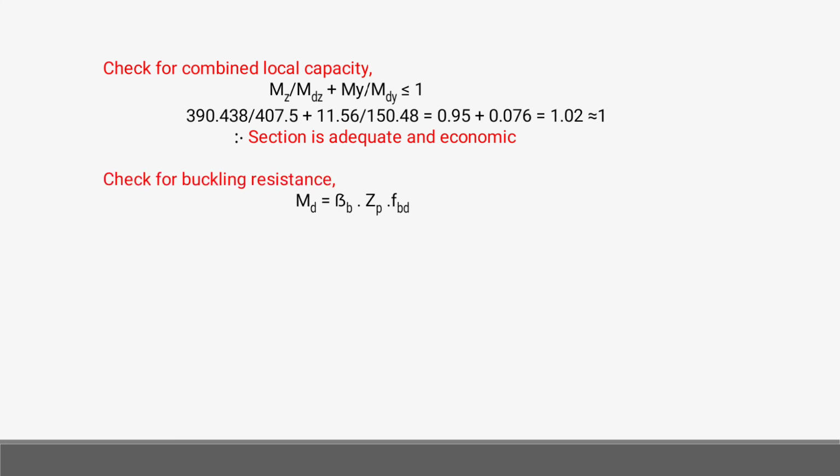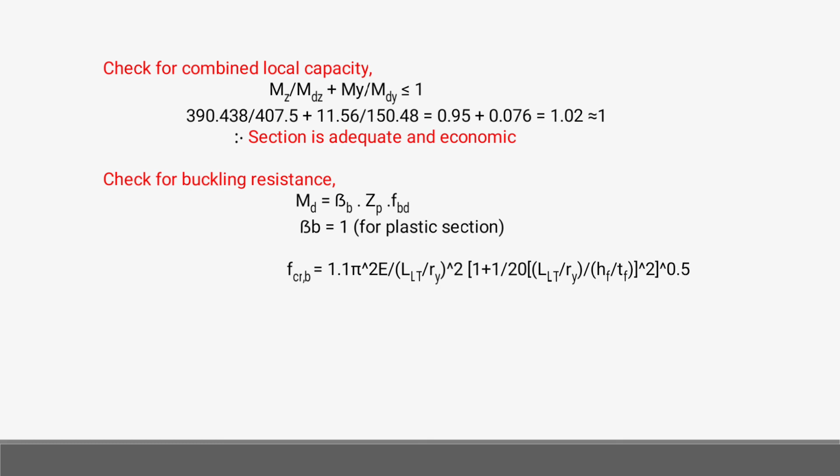So Md is equal to, this formula is in our code book, taken from IS 800 2007 page number 73. If you know all the values, beta B is equal to 1 for a plastic section. FCR and B values are taken from our code book page number 31 for compressed section. First, LLT is equal to 5 meters, so 5000 mm. LLT is nothing but the effective length of the span, which is 5 meter. E is the constant value 2 into 10 power 5 Newton per mm square.